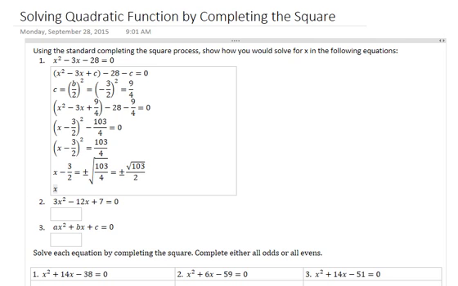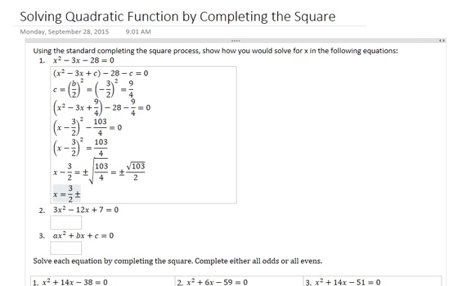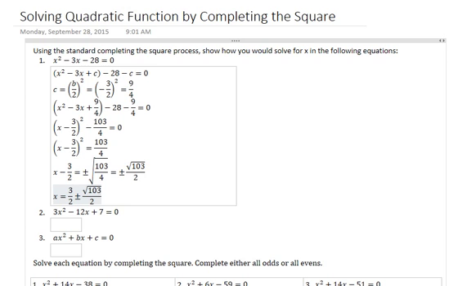We get x equals 3 halves plus or minus the square root of 103 divided by 2. And if we wanted to, we could just put that in our calculator and we get a really nasty decimal.